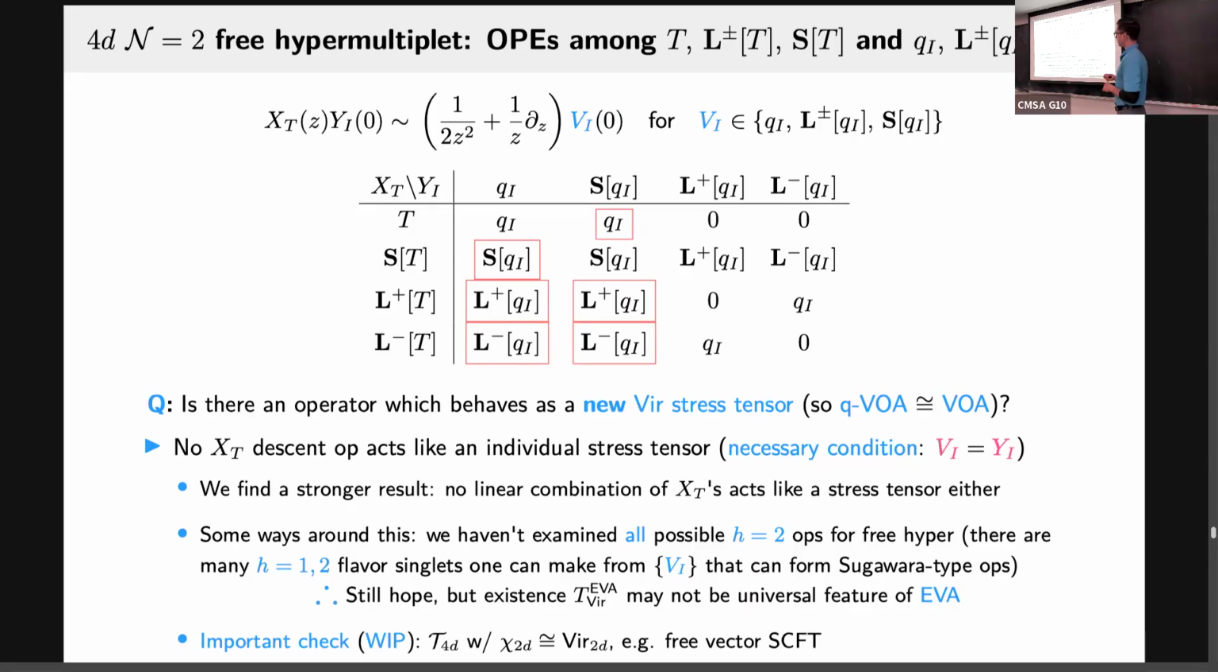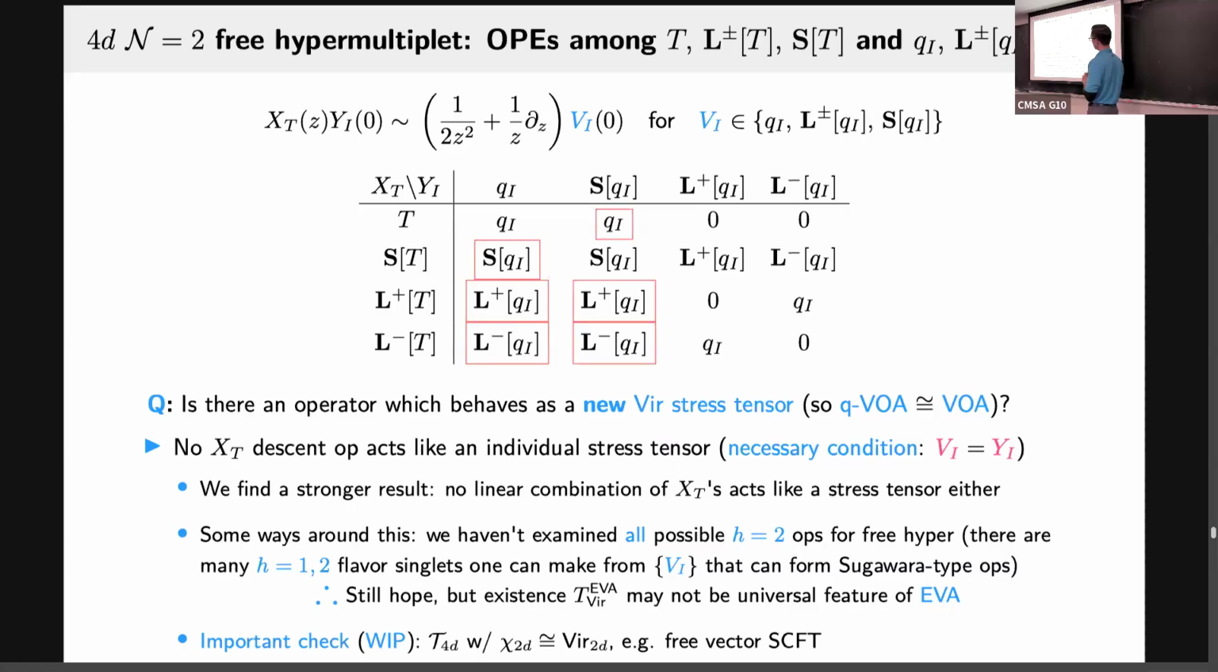What you find is that, at least individually, neither T nor any of its descent operators act like an individual stress tensor. This is because a necessary condition is that the V_I occurring on the right-hand side here needs to be equal to the V_I that is in the input here. And at least in these entries that are outlined in red, you can see that that's not the case. In particular, if we look at the OPE of S of T with Q, you see that it's not closing on Q, it's closing on S of Q.